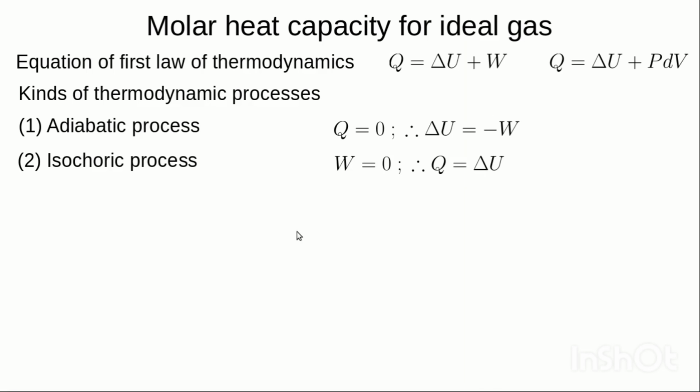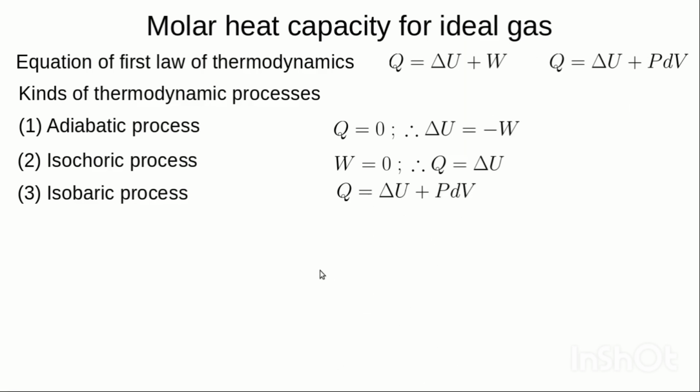Then the third kind of process is the isobaric process, and that tells us that the pressure in that system is constant. When pressure is constant, nothing special happens to this equation. It will remain the same, so we have this expression.